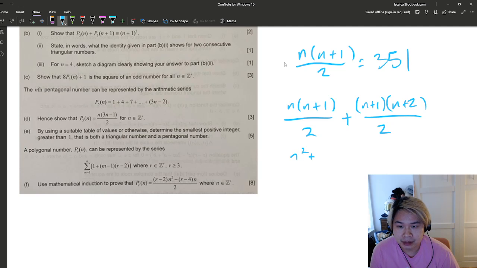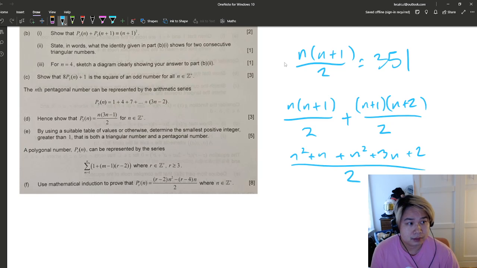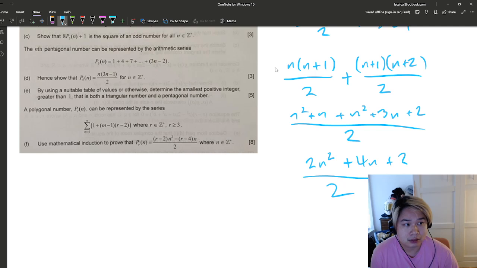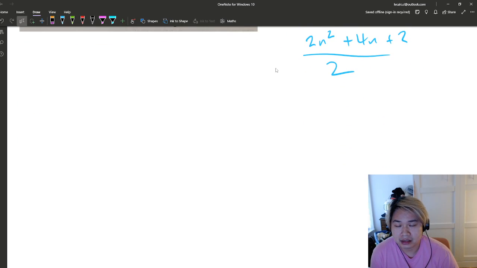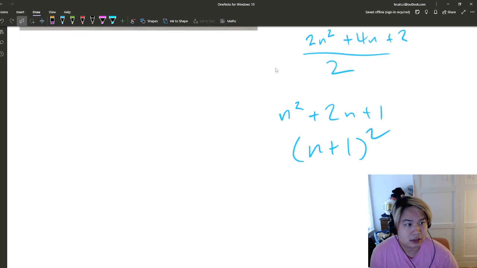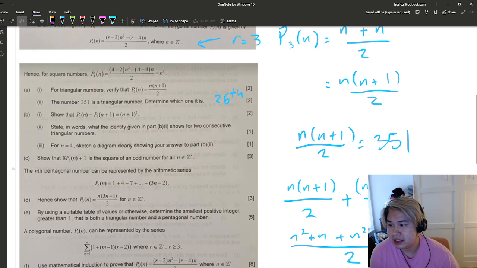So we got n squared plus n plus n squared plus 3n plus 2, all over 2. And so what do we got? We got 2n squared plus 4n plus 2, divided by 2. And then we can divide all the terms by 2. And then this factors into this. Okay, showed that, that's nice.